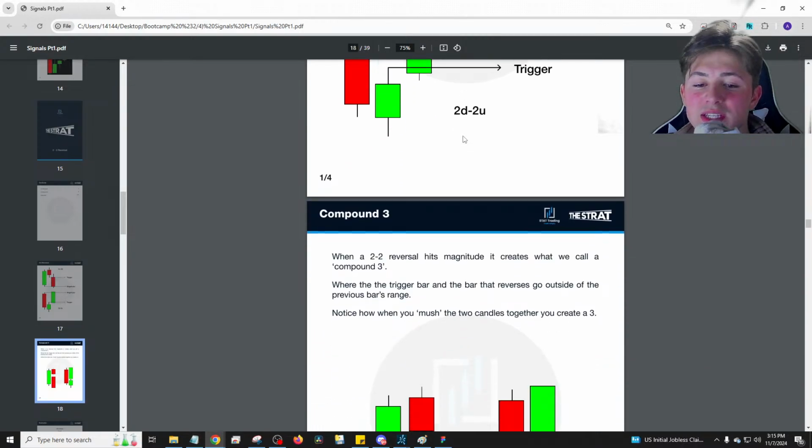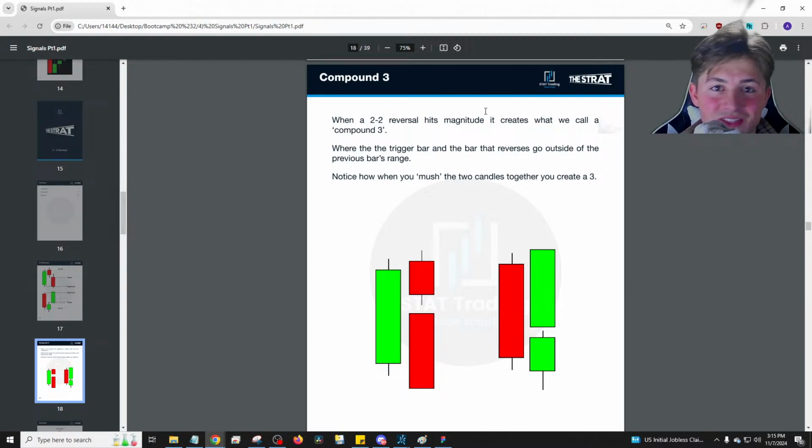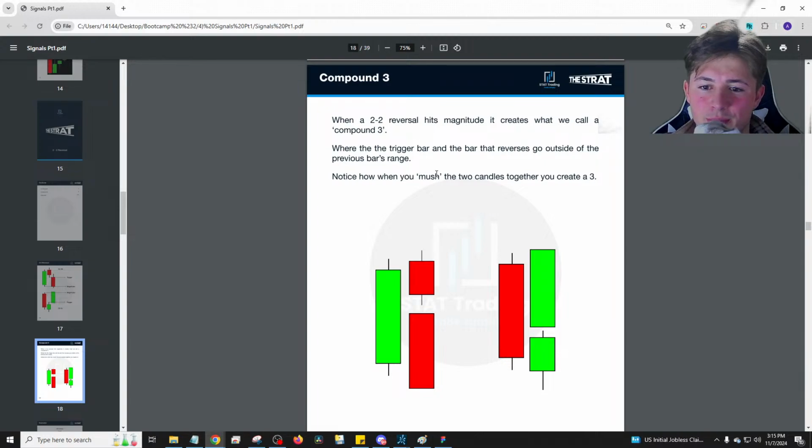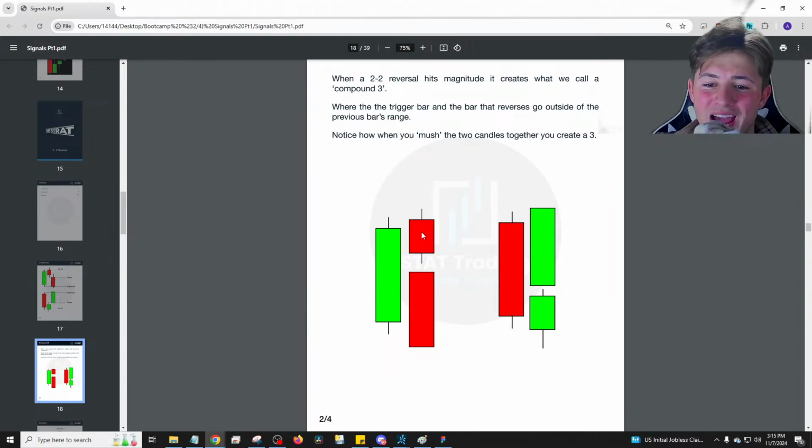And what's important with these, and I just realized I didn't talk about the inside bar stops. I'll get there. We'll go back to it. But what's important to these is they cause an outside bar. So when you see a 2 up in red, it's attempting to go outside bar, it just runs out of time. So you get a 2-2 reversal, and then you can see compound 3. You make a new high and a new low. This is how we gauge magnitude.